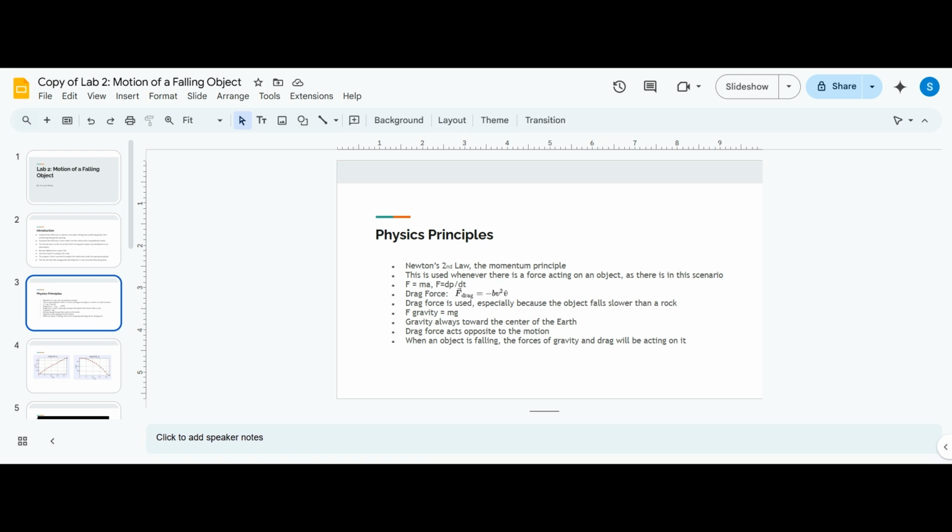The physics principles behind our lab were Newton's second law, the momentum principle, and we saw that the force acting on an object in this case is F equals ma, or mass times acceleration, or gravity, and the change in momentum over the change in time. Our drag force equation was negative b, where b is a drag force coefficient or constant, times v squared times the directional vector.